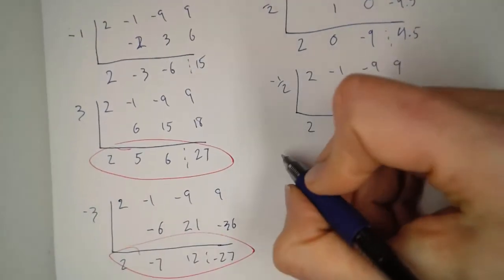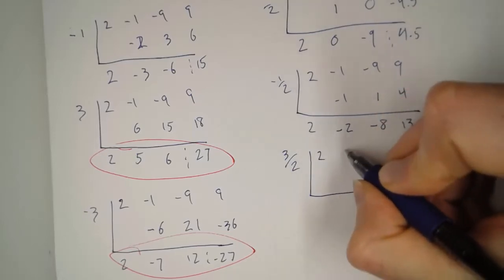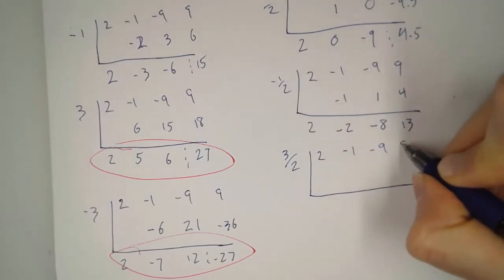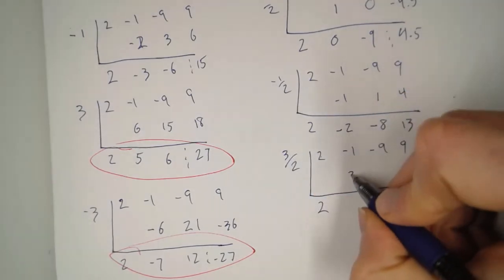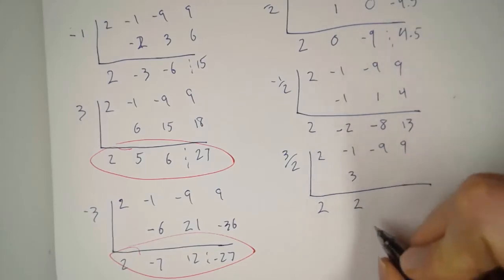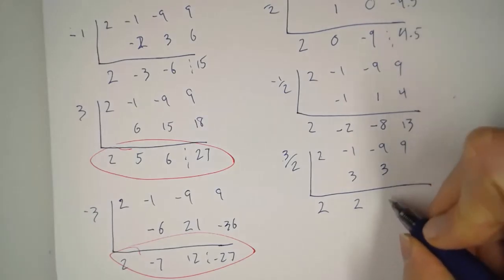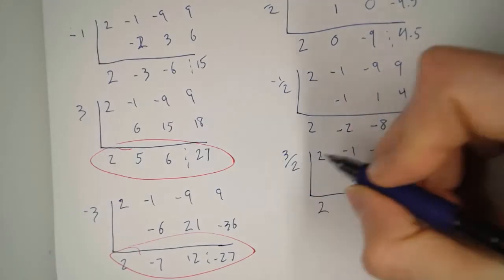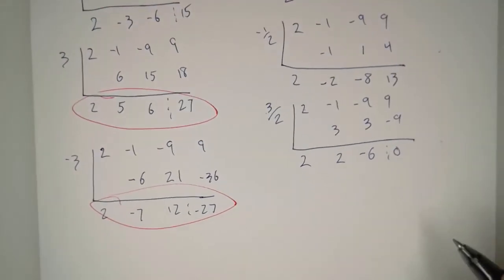So the next option is 3/2. So 2, -1, -9, and 9. Bring down the 2. Times 3/2 is 3. -1 plus 3 is +2. Times 3/2 is 3. -9 plus 3 is -6. Times 3/2 is -9. There we go. Found one that worked.